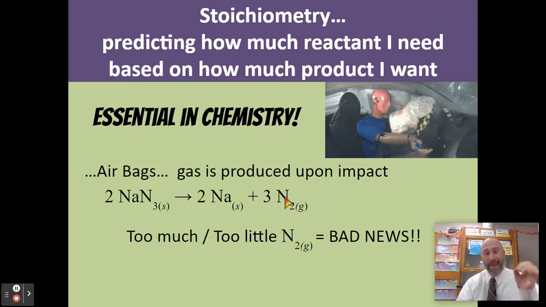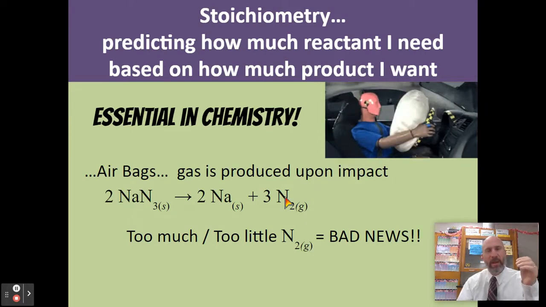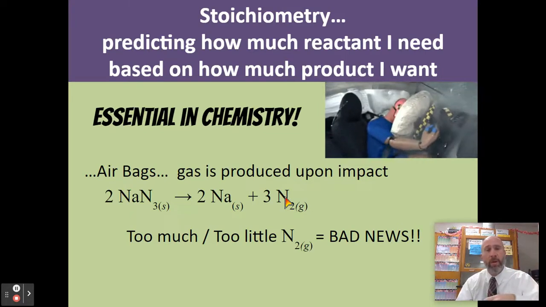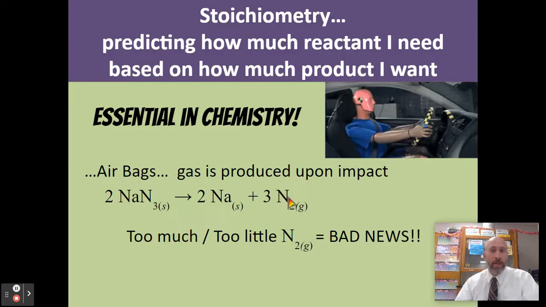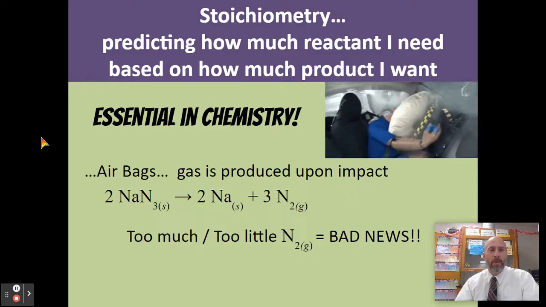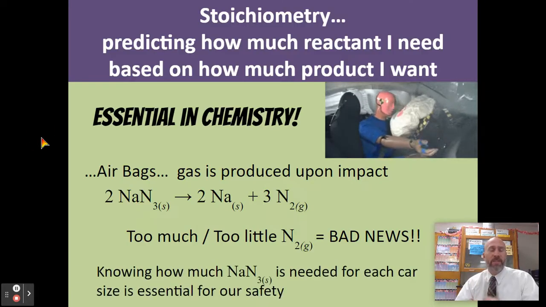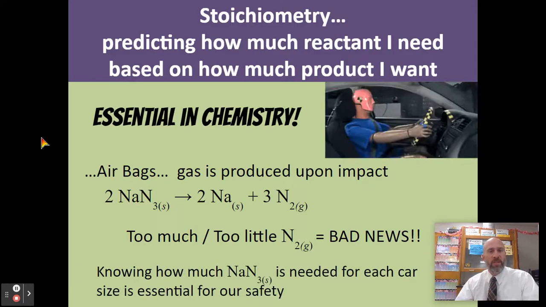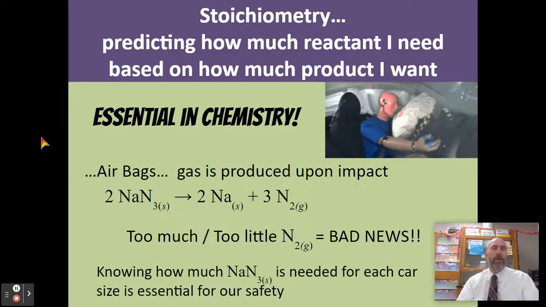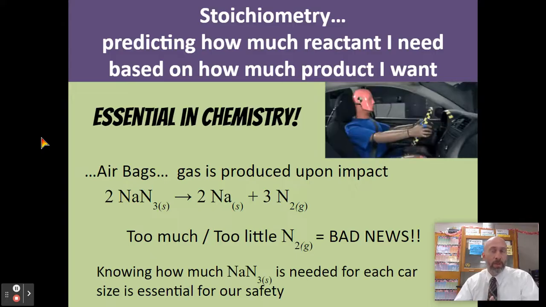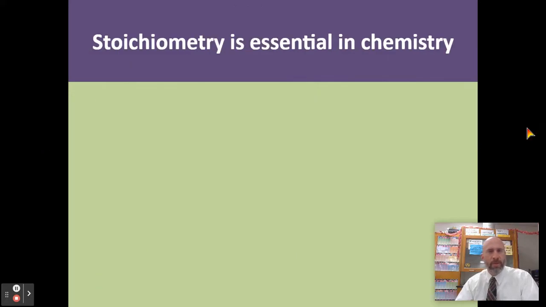That has to be an exact amount, because think about what would happen if the airbag did not inflate enough, or if it inflated too much, right? That would potentially seriously injure someone. So too much or too little would be bad news. Stoichiometry is very important because that helps us figure out how much of that reactant we need in order to end up with the result that we're shooting for. Okay, and that's what stoichiometry is all about.